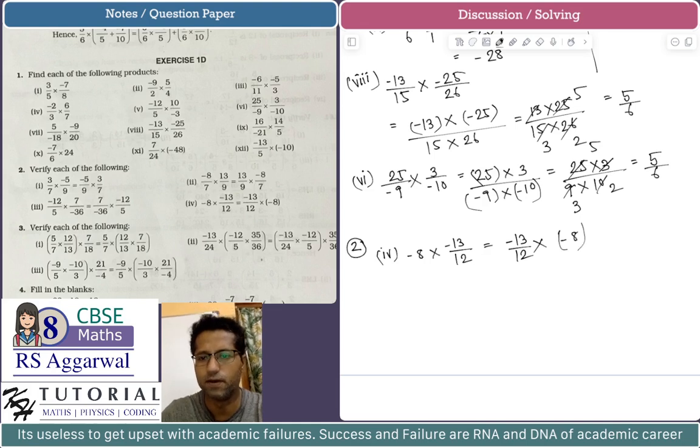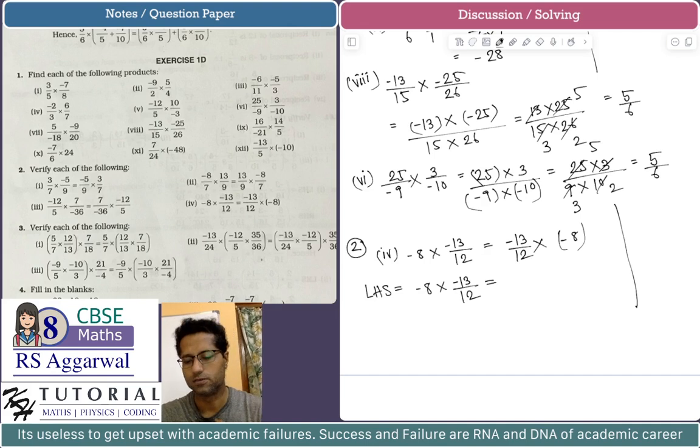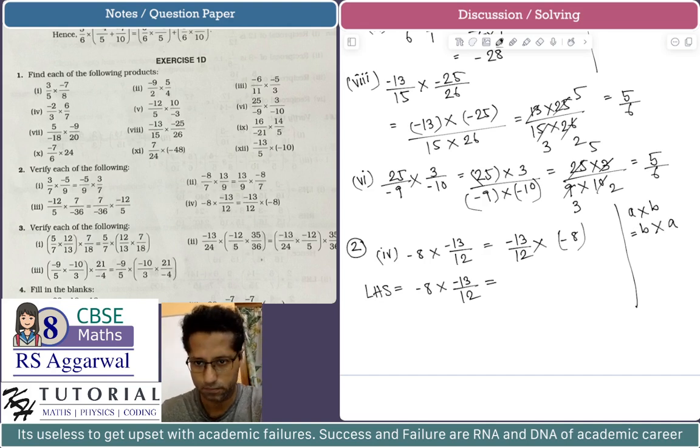So this we have to verify. Now you can solve like this. LHS is minus 8 multiplied by minus 13 by 12. Using commutative law, you know that for any kind of number system, whether it's rational numbers, fractions, natural numbers, whole numbers, integers, we all know that A into B, where A and B are numbers, in this case rational numbers, is always equal to B into A. That is, the multiplication is always commutative.